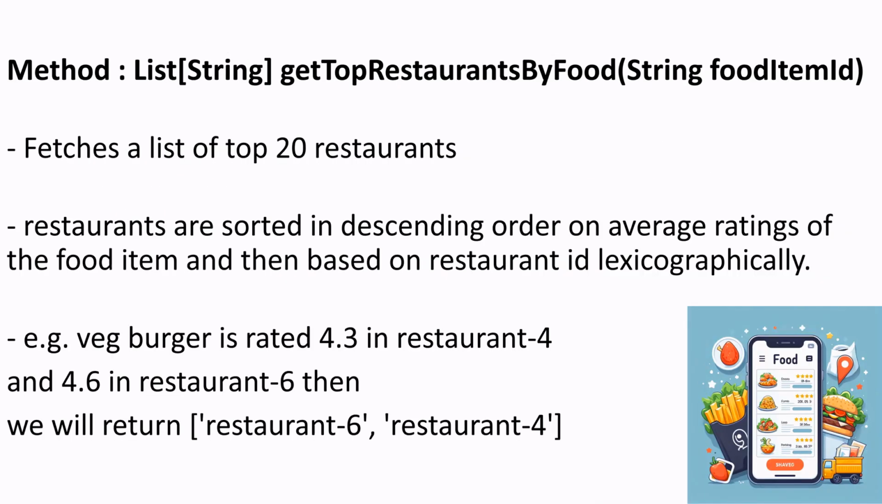Users should be able to fetch best restaurants for a particular food item. For example, if you are looking to order Veg Burger, then you will naturally want to order it from the restaurants where Veg Burger has the highest average rating. This method fetches a list of top 20 restaurants and those restaurants are sorted in descending order of their average rating of that particular food item. In our case, it is food 1 Veg Burger. And then they are sorted based on the restaurant IDs lexicographically. For example, if Veg Burger is rated 4.3 in restaurant 4 and 4.6 in restaurant 6, then we will return restaurant 6 and then we will return restaurant 4.